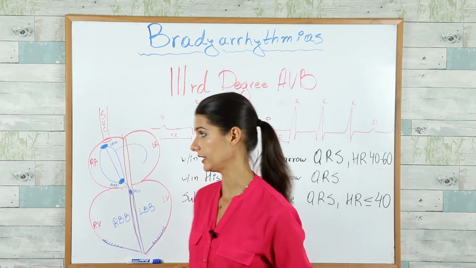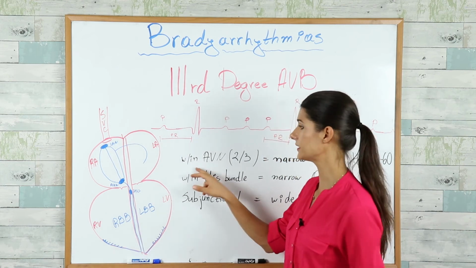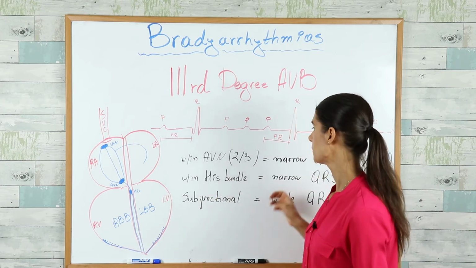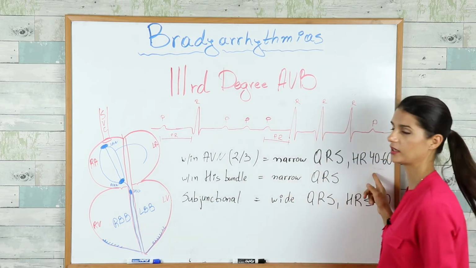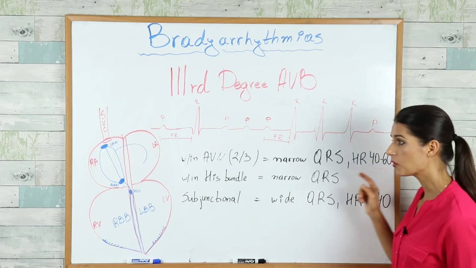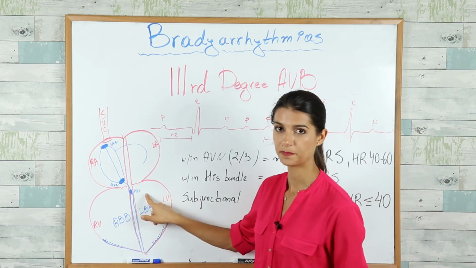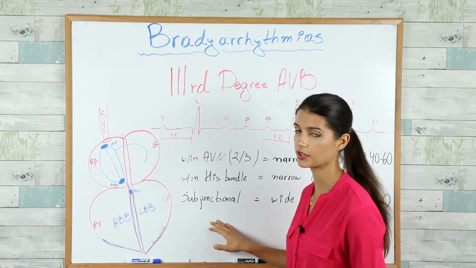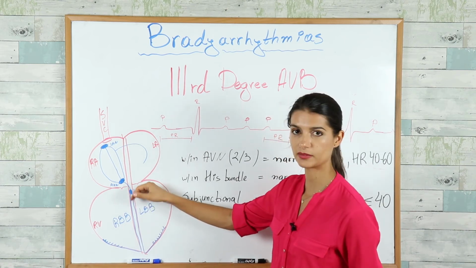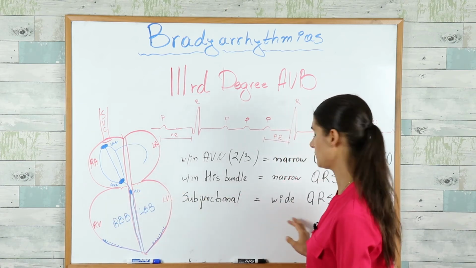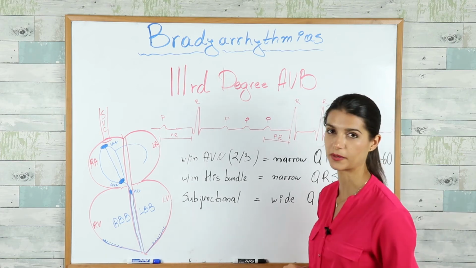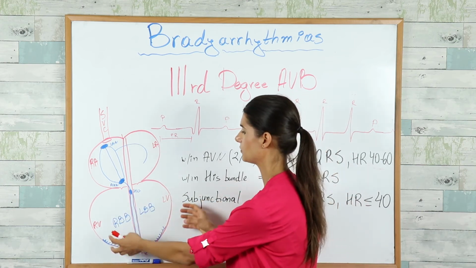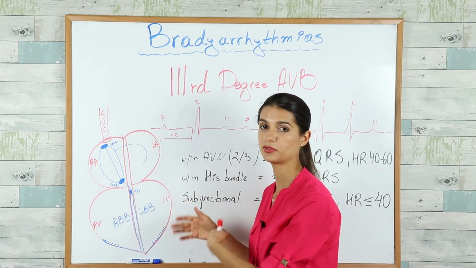The block in third-degree AV block can happen within the AV node. If this is the case, which is in 2/3 of patients, we're going to see a narrow QRS complex and a heart rate between 40 and 60. If the block happens within the His bundle, then we're going to see again a narrow complex, right? But if it's an infrajunctional block, which means that it happens below the His bundle, then we're going to see a wide QRS and a heart rate below 40. Why? Because when it happens under the His bundle, the ventricles will depolarize very slowly, which will manifest on EKG with a widened QRS complex.